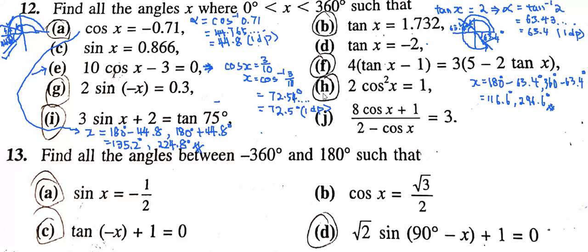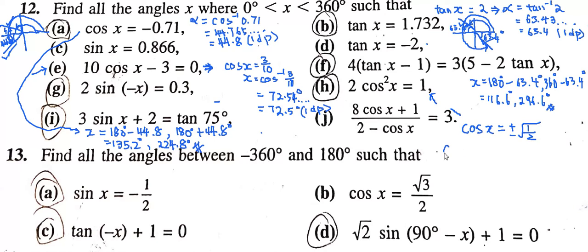So the rest I want you to try. Okay, this is something that I want to remind you. What happened is when you take the square root of cos squared x, you get plus minus square root of 1 over 2.